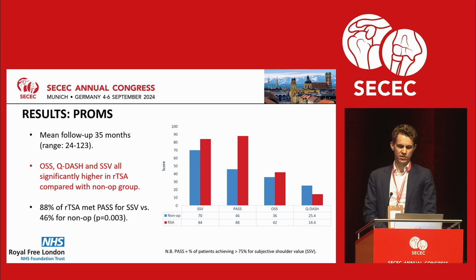So at a mean follow-up of 35 months and a minimum follow-up of 24 months, the Oxford Shoulder Score, SSV, and parts of the SSV were all higher in the reverse total shoulder arthroplasty compared with the conservatively managed group. QuickDASH was significantly lower and therefore superior in the reverse total shoulder arthroplasty group. And there were no significant differences in the VAS pain scores between the two groups. There was a significant difference in the number of patients who reached the PASS threshold of 75% for the SSV score, again favoring reverse total shoulder arthroplasty.